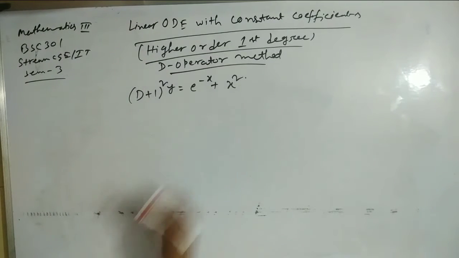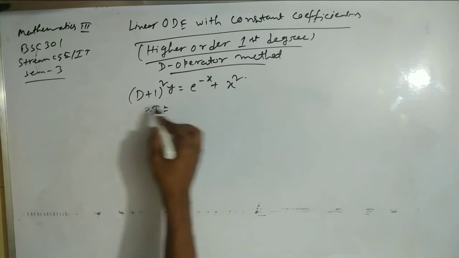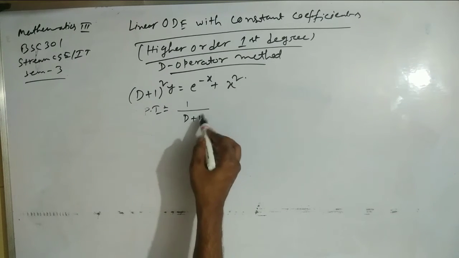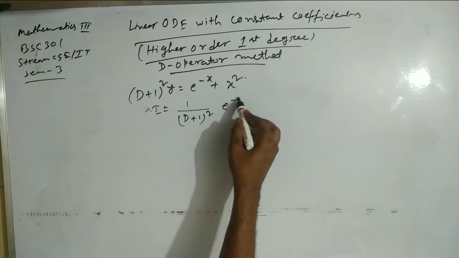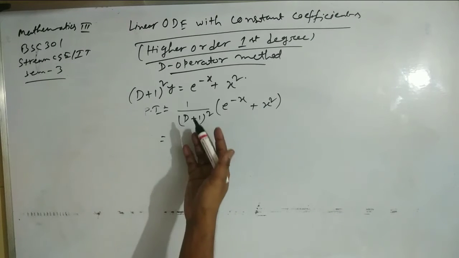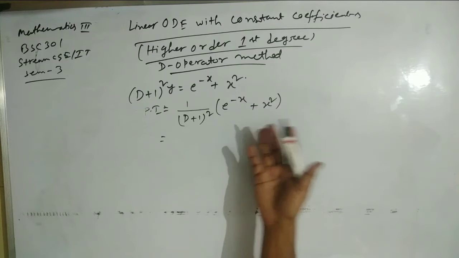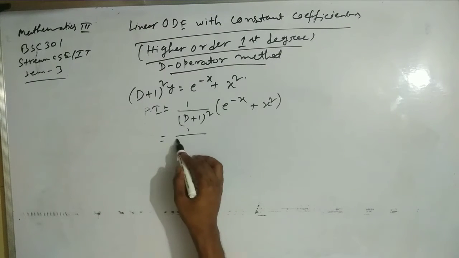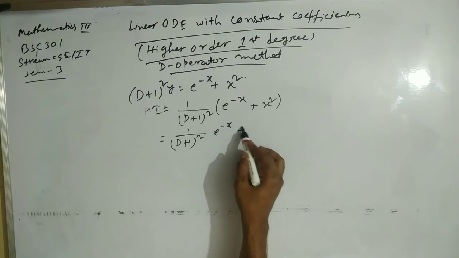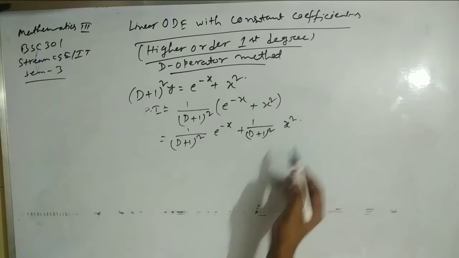So for finding the particular integral, PI equal to this operator operating on the right hand side. So 1 by (D plus 1) whole square operating on e to the power minus x plus x square. This operator is operating on both the functions, e to the power minus x and x square, so we are splitting it for the functions individually. So 1 by (D plus 1) whole square operating on x square and e to the power minus x.